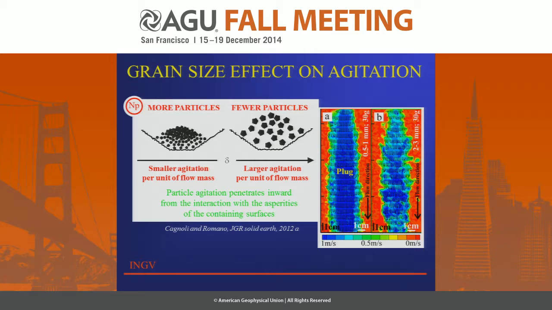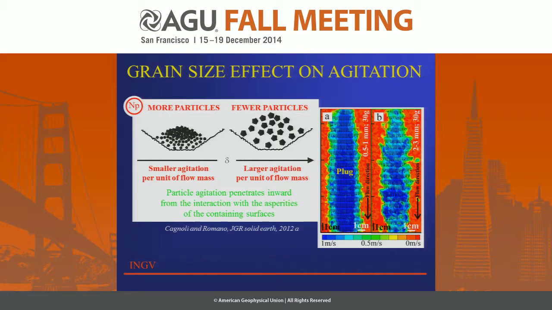Okay, let's have a look at the grain size effect on particle agitation. Essentially, as grain size increases, we get a larger agitation per unit of flow mass. And this is due to the fact that there is a smaller number of particles in the flow, because we are comparing flows with the same mass. So if the grain size increases, the number of particles decreases. And the agitation increases because it's due to the interaction with the subsurface asperities, so that it propagates inward. So the fewer the particles, the larger the agitation per unit of mass.